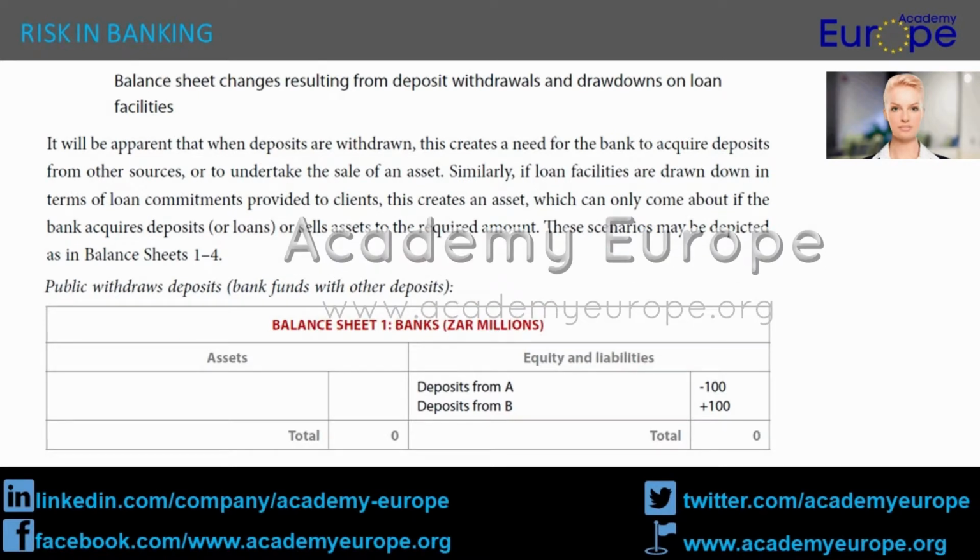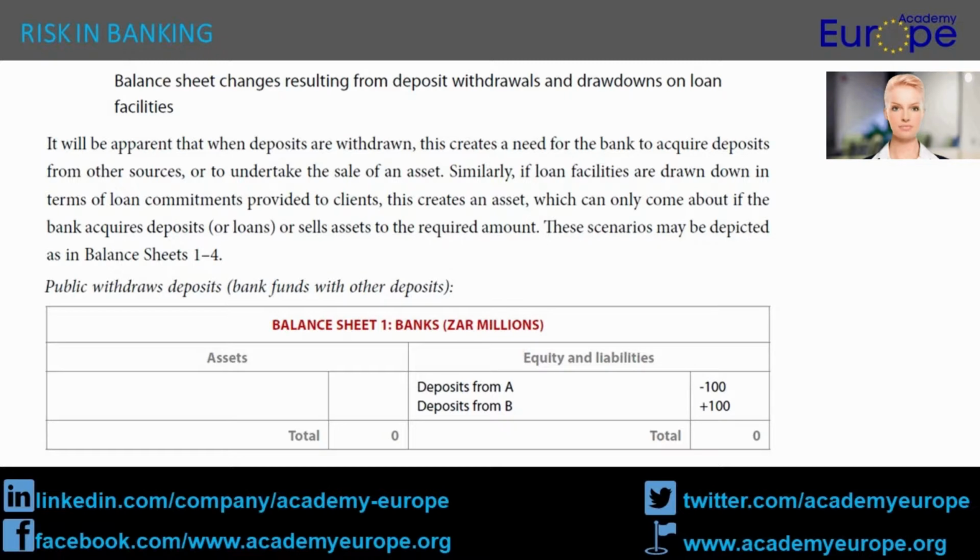Balance sheet changes resulting from deposit withdrawals and drawdowns in loan facilities. It will be apparent that when deposits are withdrawn, this creates a need for the bank to acquire deposits from other sources, or to undertake the sale of an asset. Similarly, if loan facilities are drawn down in terms of loan commitments provided to clients, this creates an asset, which can only come about if the bank acquires deposits, or loans, or sells assets to the required amount. These scenarios may be depicted as in balance sheets 1 to 4. Public withdraws deposits, bank funds with other deposits.